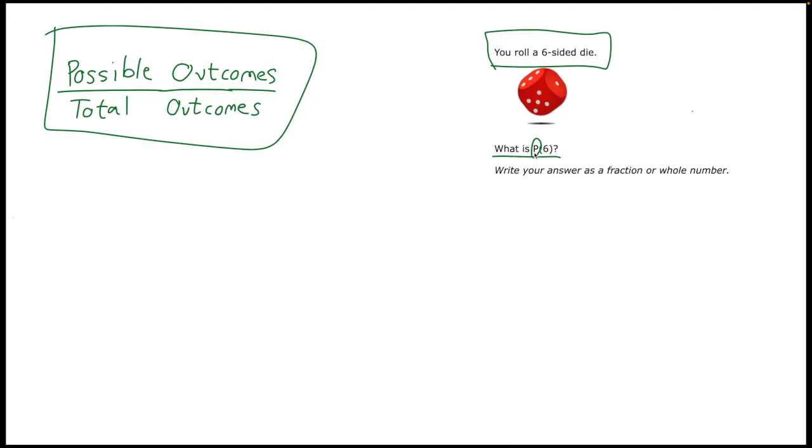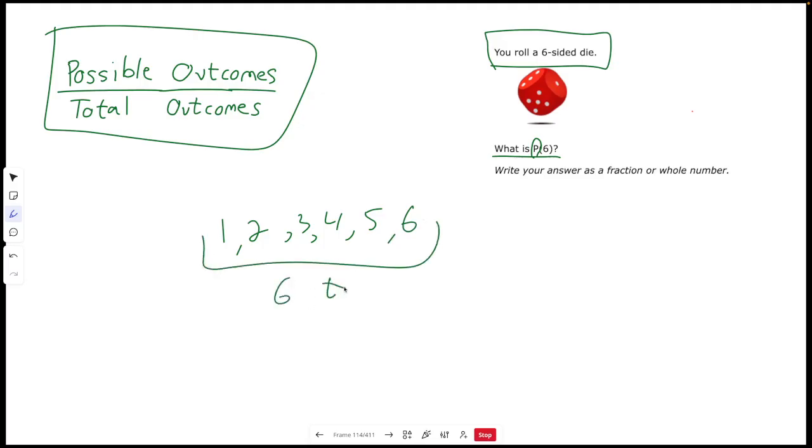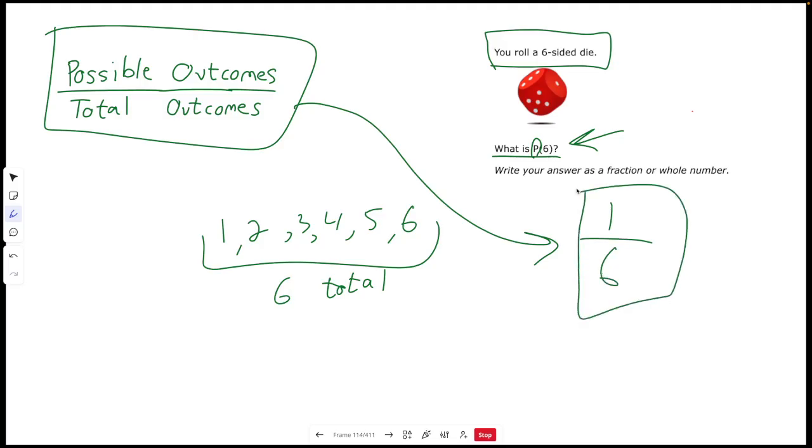Well, the total outcomes would be 1, 2, 3, 4, 5, and 6. So there are 6 total outcomes. And for the possible outcomes, the one that we're looking at specifically is what the question asked us. The chance of rolling a 6, there's only one 6 on the die. Remember, we're going to use this formula right here: possible over total. So the one that we're looking at is a 1 chance out of 6 total. And this is our final answer because the instruction said write your answer as a fraction or whole number. Here's our fraction, 1 out of 6.